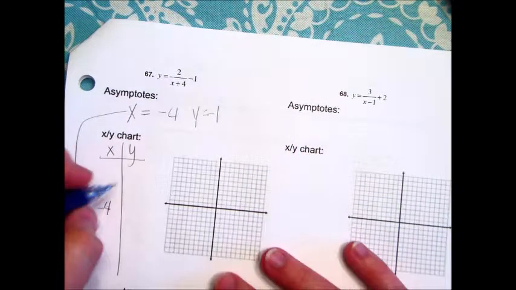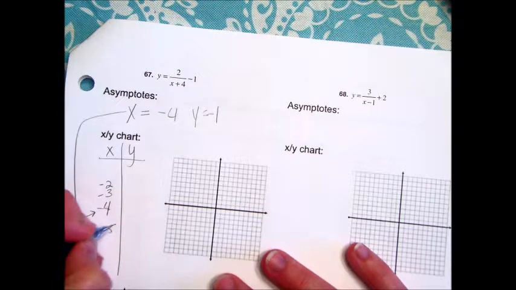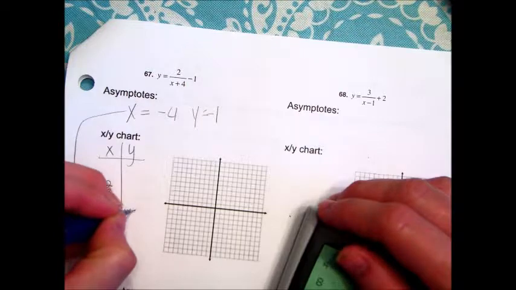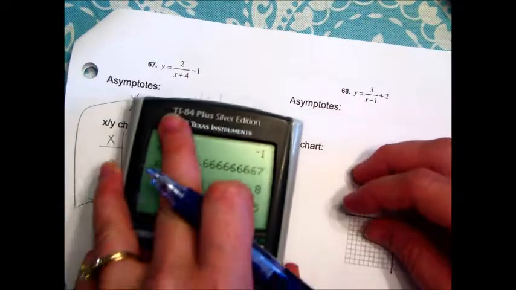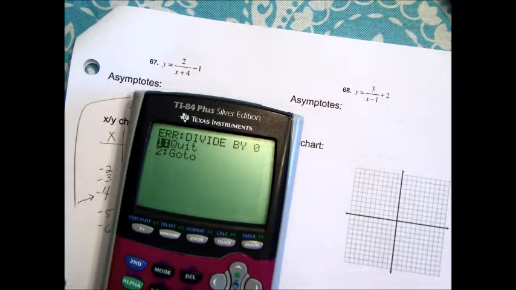And I'm just going to see what -3 does and -2. Let's see what -5 does and -6, and we'll go from there. I know -4 is going to be undefined. If you can't see that, here's why. Make sure you put it in parentheses, please, because there's a binomial in the denominator. See how you get undefined for -4?